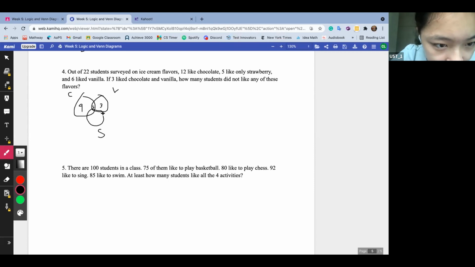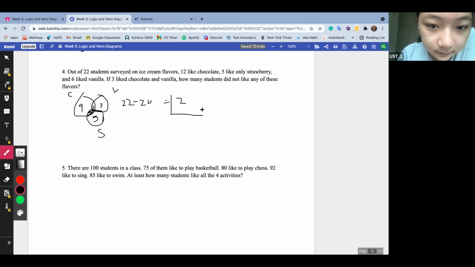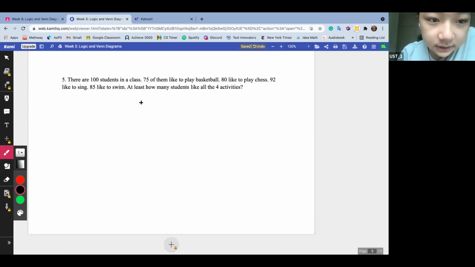So over here, the people who only like strawberry, there's 5 over here. And we don't really care about these intersection stuff because it's already included in chocolate vanilla. So that means the union of chocolate and vanilla, it's going to be 9 plus 3 plus 3, which is 15. Add 5, 20, and then that means there's going to be 22 minus 20, the people that don't like any of them.